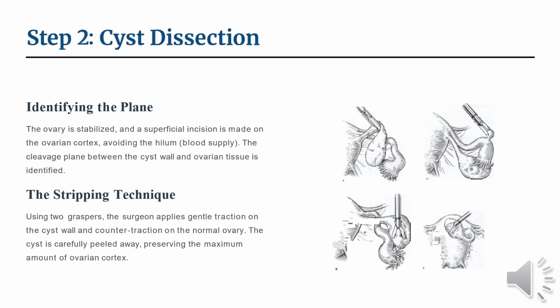Next, the ovary is stabilized and the cyst wall is gently separated from the ovarian tissue. The key technique here is the stripping method, where the cyst is carefully peeled away from the ovary while preserving as much healthy ovarian tissue as possible.